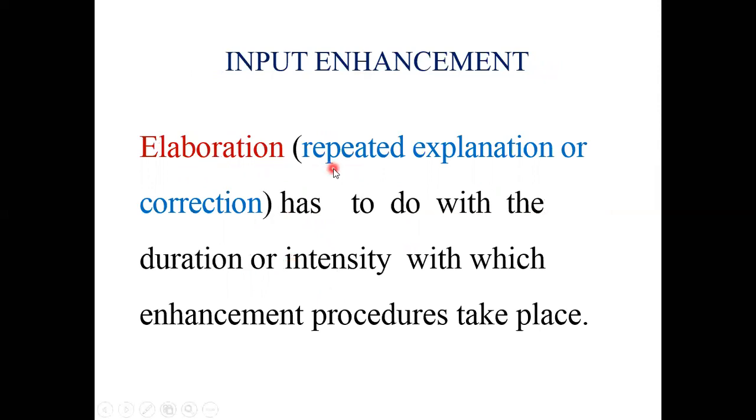While elaboration, usually repeated explanation or correction, has to do with the duration or intensity. Intensity means how often, to what extent, enhancement procedures take place. For example, the teacher gives a lot of corrections to students or explains again and again. This is elaboration. While explicitness is where teachers explain the forms and guide the students to the examples. This is explicitness.